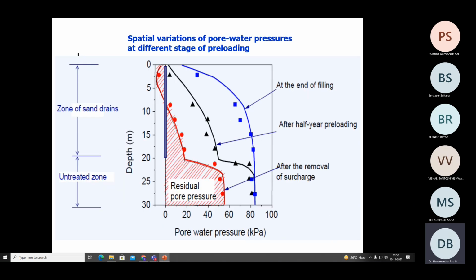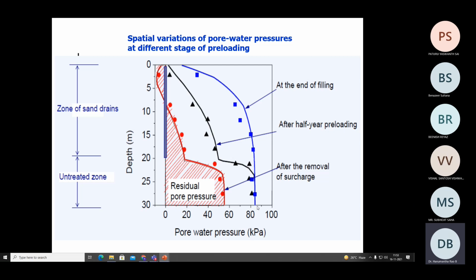These are other graphs which have been drawn for different things. The red one indicates the profile after the removal of the surcharge. Here this is the PVD. Right on the ground surface there is a negative pore water pressure, and below 7.5 meter there is a positive pore water pressure. Then the black line is after half a year, and this blue line is at the end of the filling. This is the pore water pressure that they measured.